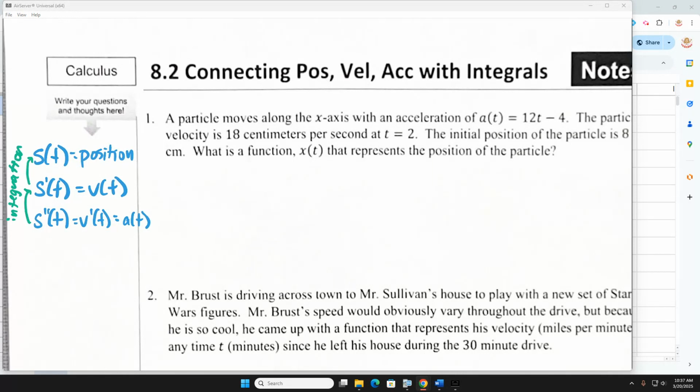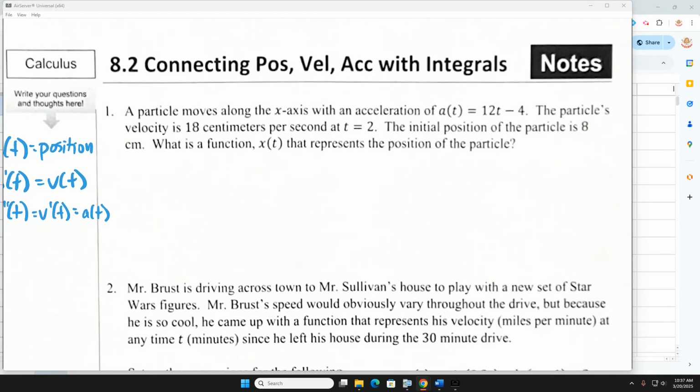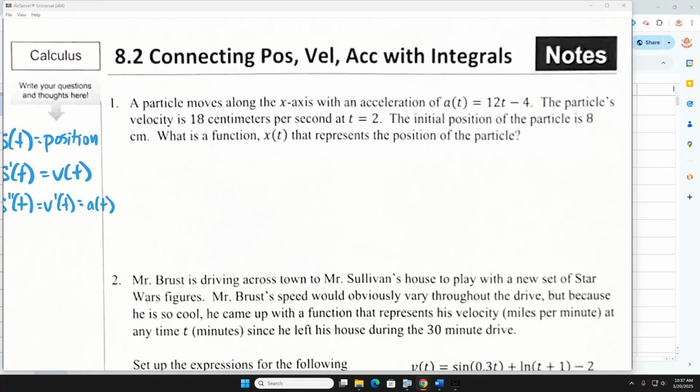On number one, we have the acceleration function of a particle moving on the x-axis. We know that the particle's velocity is 18 centimeters per second at t equals 2. And we know the initial position, so when time is 0, the particle is at 8 centimeters. The question is, what is a function, x of t, that represents the position of the particle? We have to take a couple of steps to get there.